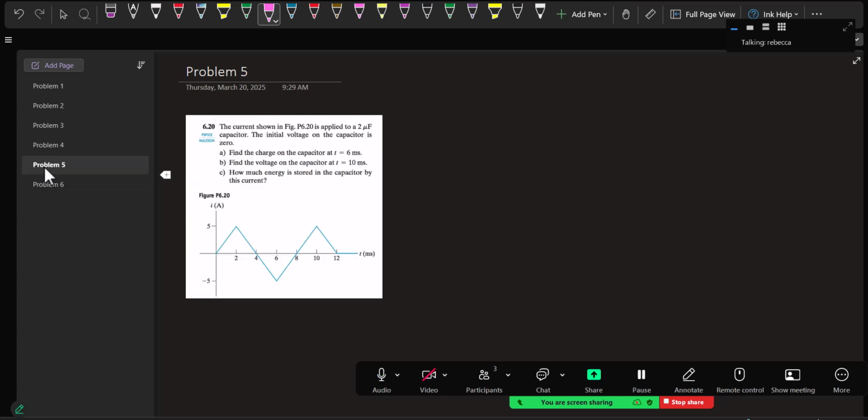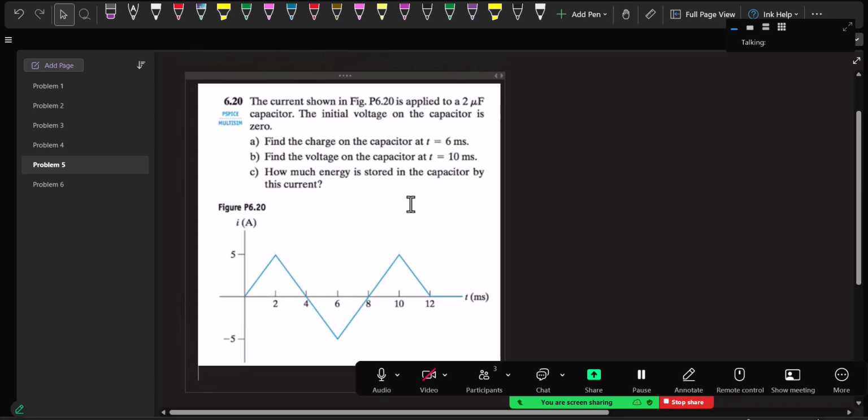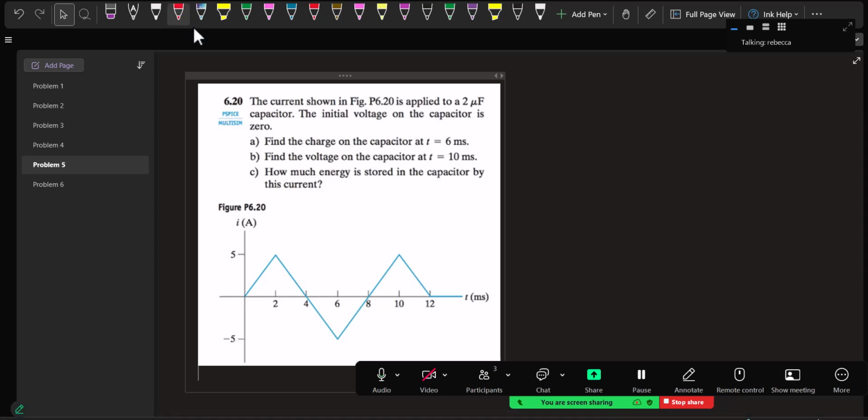Let's see. Current. Let's do this one. Yeah, let's do this one. Okay. The current shown is applied to a 2 microfarad capacitor. The initial voltage on the capacitor is equal to 0. Find the charge on the capacitor at t equals 6 microseconds.